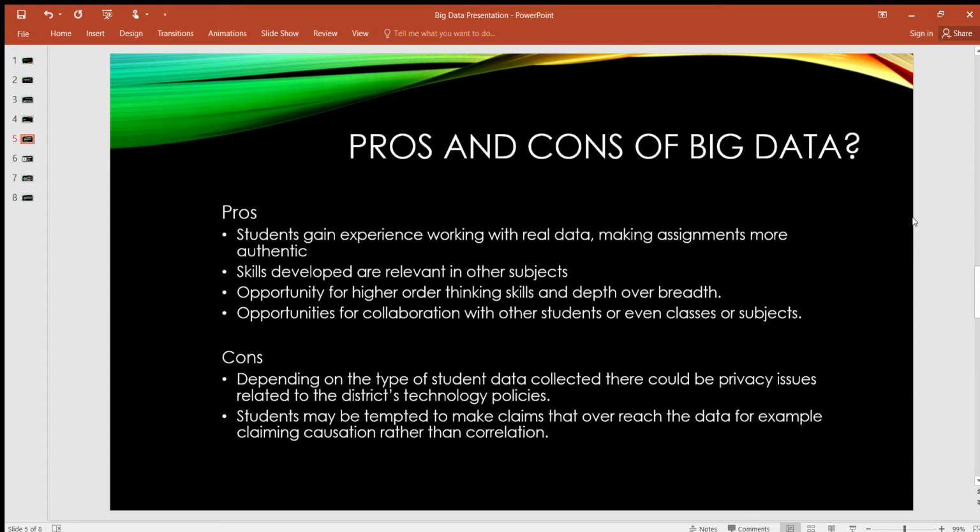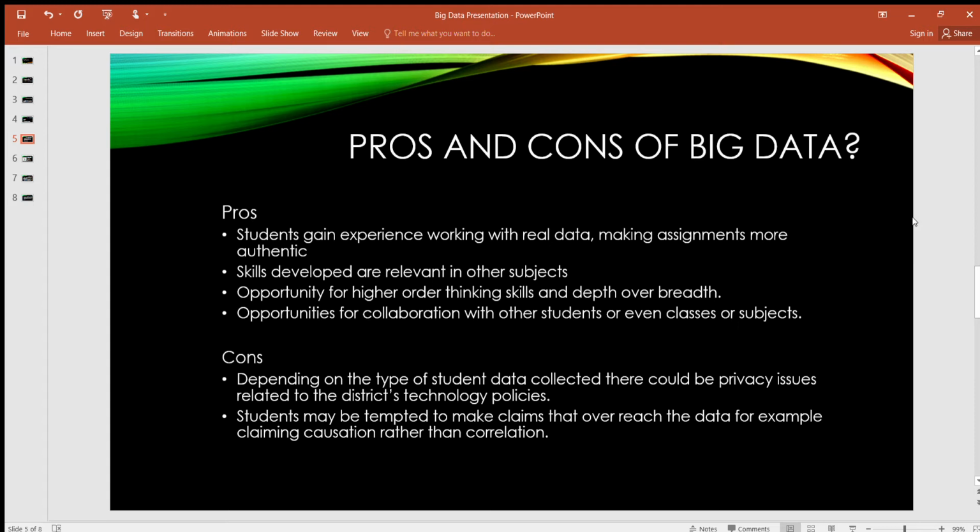So some pros and cons of big data. Students are going to gain experience working with real data, which should make the assignments more authentic. The skills that they develop are relevant in other subjects, as we mentioned, statistics, but also psychology, business, a lot of different fields that students could go on to study are going to deal with big data in some way. Opportunity for higher order thinking skills, depth over breadth, opportunities for collaboration with other students or even classes or subjects.